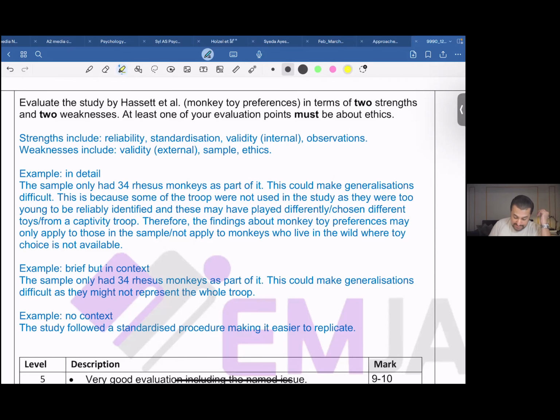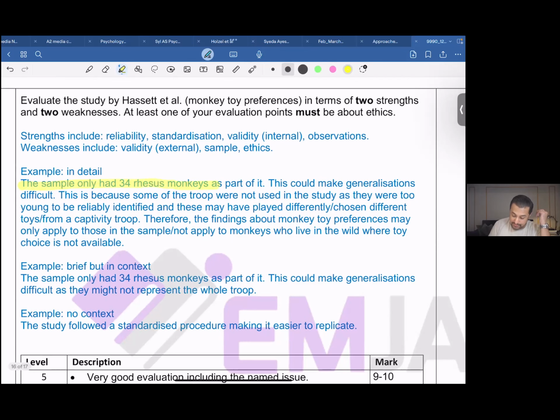So if you have a look at this, it says the sample only had 34 rhesus monkeys as part of it. For this question, I'm sorry, while trying to rush through this, I don't want to miss any point. The question reads: evaluate the study by Hassett et al. in terms of 2 strengths and 2 limitations. At least one of your evaluative points should be about ethics. So you are expected to write down 2 strengths and 2 limitations or weaknesses. Out of those 4 points, at least one of them should be on ethics.